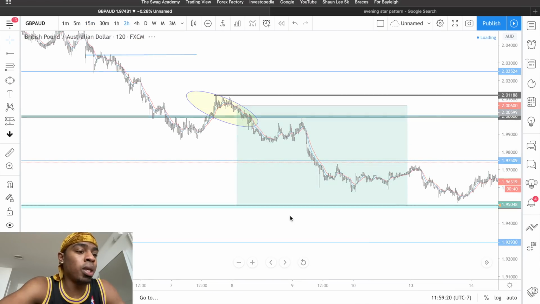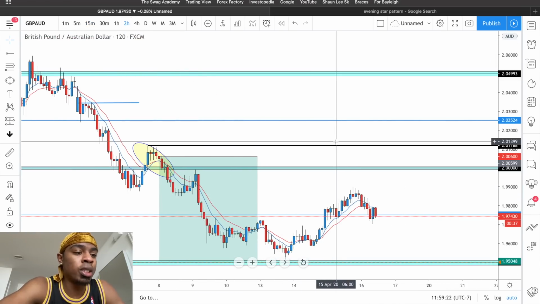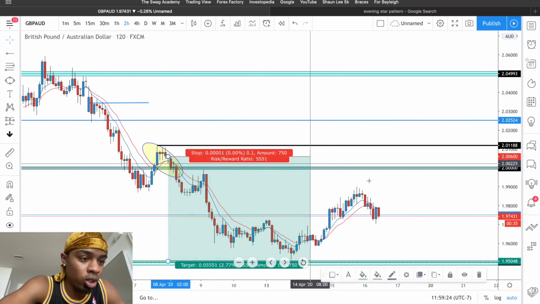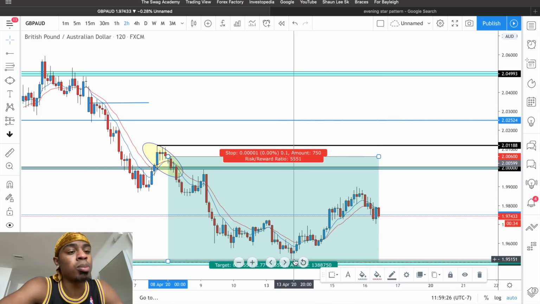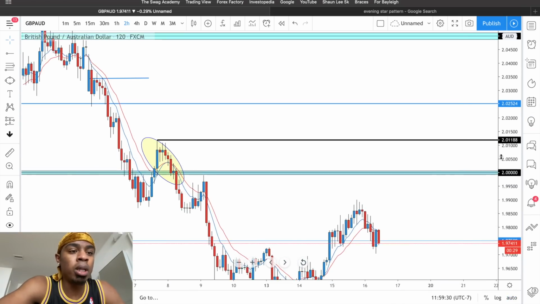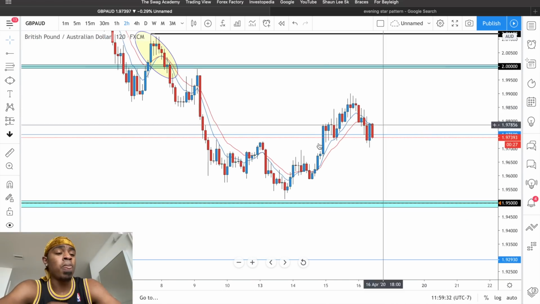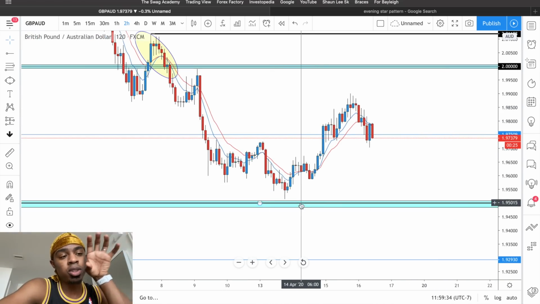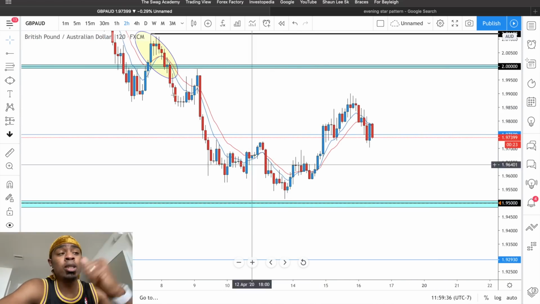This is why you've got to be smart and in tune with what your strategy is. This is my strategy. If I drag it all the way across, you can see price got down to my take profit, close the trade. Once it gets to my next level, what am I looking to do? I'm not looking to continue selling. I'm looking to see if price wants to reject it or continue in that direction.